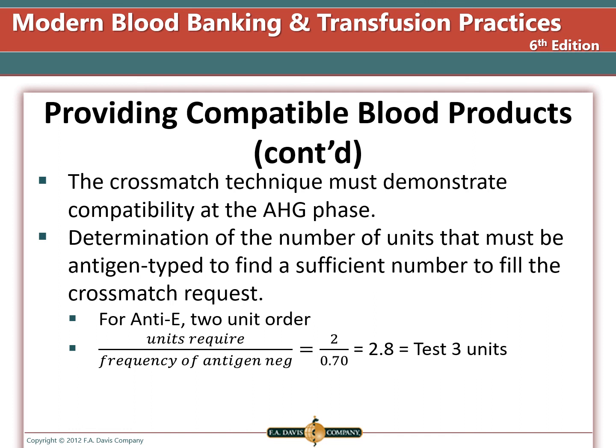To calculate the number of units to antigen type to fill the crossmatch requirements, divide the number of units required by the frequency of the antigen negative individuals. For example, if we require 2 units and the antibody is anti-E, where the frequency of E negative units is 0.70, we divide 2 by 0.70 and we get 2.8. But we round that up to the whole number because we can't test 0.8 units. So to find 2 compatible units, we must test 3 units.